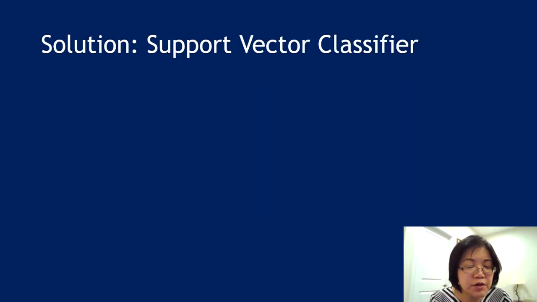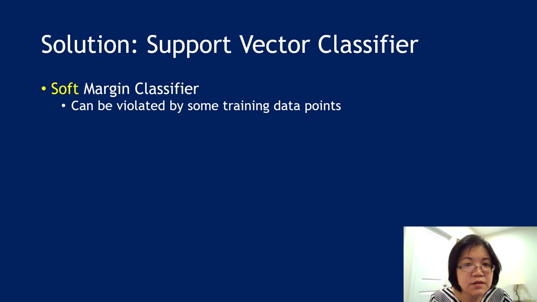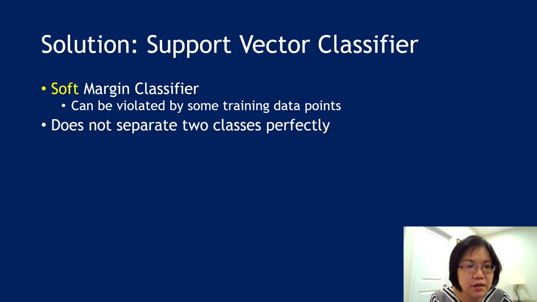So the solution that we are going to present and explore in response to the MMC problems is what we call a support vector classifier. The support vector classifier uses a soft margin instead of a hard margin. What is a soft margin? The soft margin is the occasion where the margins can be violated by some training data points, meaning that it's okay to have some misclassifications or margin violations. In other words, these margins do not separate two classes perfectly, and that's okay.